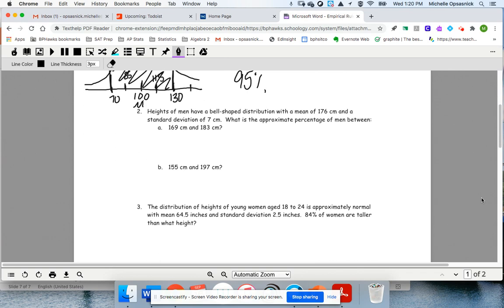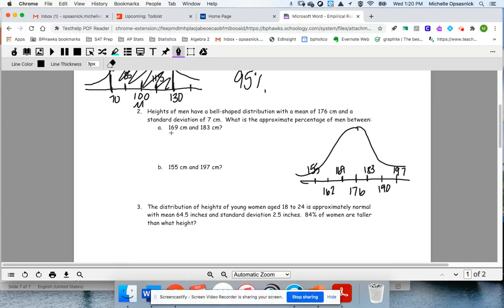So this next one here, we're looking at heights of men, and this one asks us a couple of questions about it. So I'm going to go ahead off to the side and draw my curve. Put my mean in the middle, which is 176, and then I'm counting by multiples of 7. So that'll put me at 183, 190, and 197 on the top end. And then on the bottom end, I'm subtracting multiples of 7. So that'll put me at 169, 162, and 155.